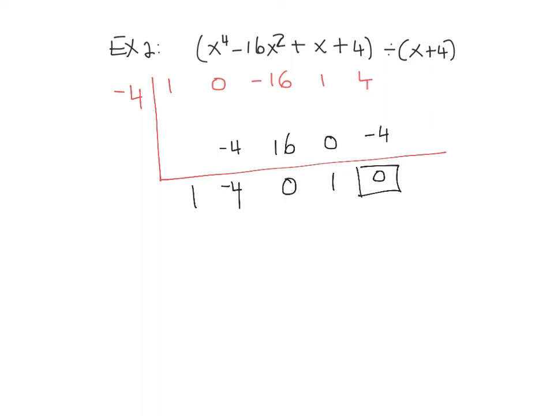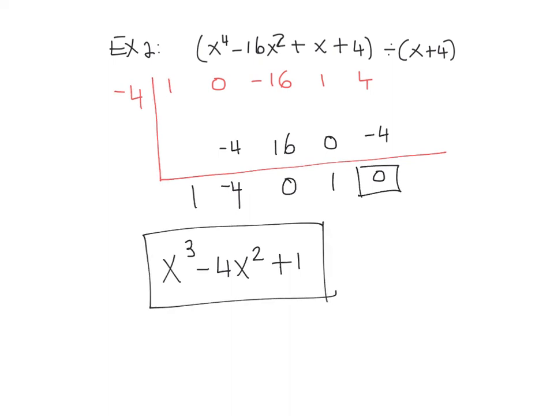I was at the degree of 4, and I divided that by x. So that means my answer is going to be in degree of 3. So that's going to be x cubed minus 4x squared. And here I can see I don't have x, the coefficient of x, because it is 0. So I just write plus 1. And then I don't have any remainder. So that's my answer right there.